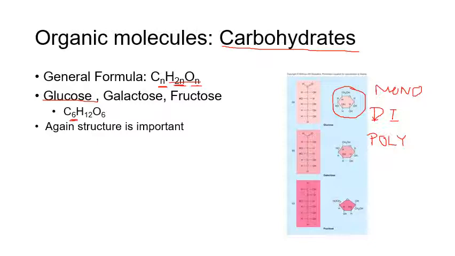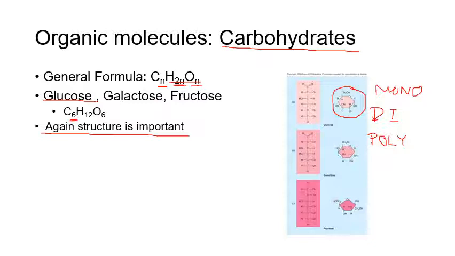Okay, and that's the general formula. So if you had 8 carbons, you would have 16 hydrogen and 8 oxygen for the carbohydrate. Okay, but that is the structure. And you can see again, there are just small differences.